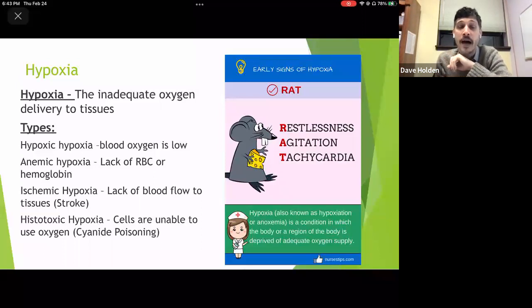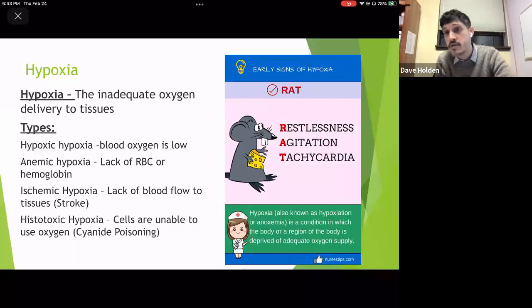So we have hypoxic hypoxia. Why are we not getting oxygen? Because the blood does not have oxygen. This could be a lung issue. This could be a membrane issue, right? But the blood itself is not rich in oxygen. We have anemic hypoxia. This is a lack of red blood cells.